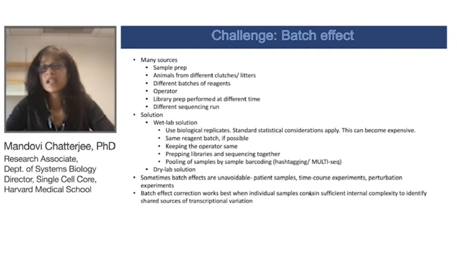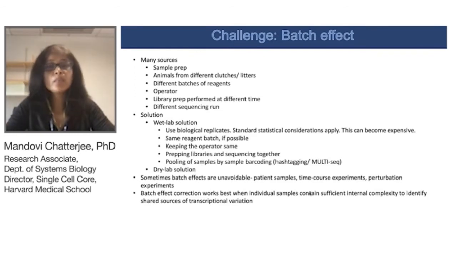The batch effect can come from many sources, starting from sample prep, animals from different clutches or litters, different batches of reagents, even operator, library prep performed at different times, etc. There are certain ways to minimize the batch effect as well, if not completely eliminate them. There are wet bench solutions, such as using biological replicates, a same batch of reagents if possible, keeping the operator same, prepping libraries together, sequencing them together, and so on.